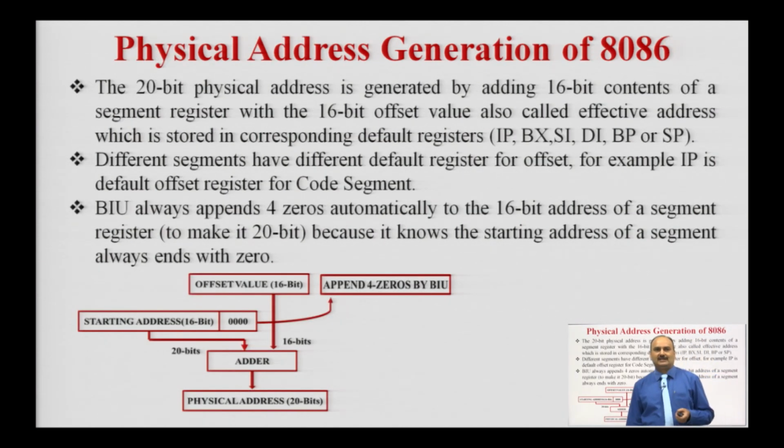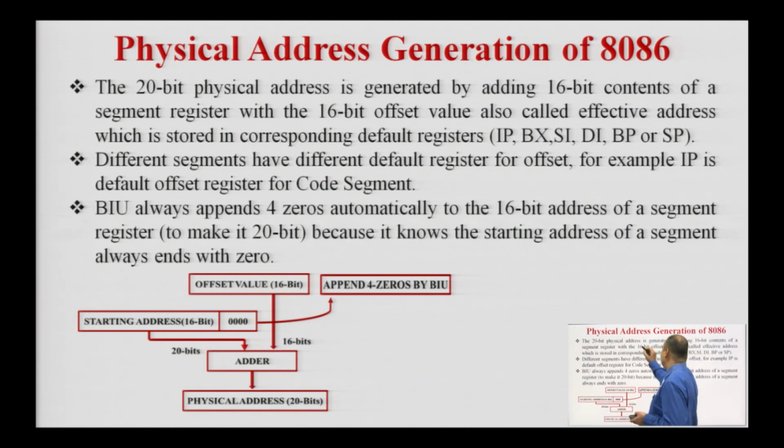Now, next is the physical address generation. The physical address of the 8086 microprocessor is 20 bits, and with the help of this 20-bit physical address, the processor is able to access a total of 1 megabyte of memory. This physical address can be generated with the help of the starting address, that is the base address. This starting address of the segment register is multiplied by 10h and added with the offset address. With the help of that, we can generate the 20-bit physical address.